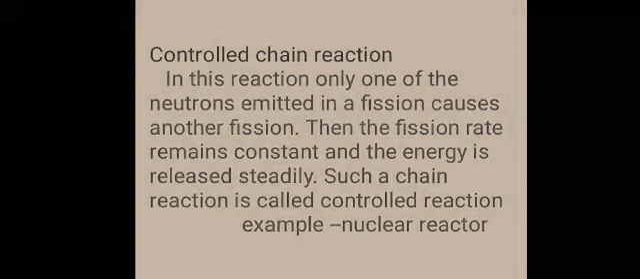That means, as I said, the fission reaction gives out 2 to 3 neutrons. If we are making only one neutron cause fission at a time, then what happens? We can control it one at a time, then again one more neutron the next time. So when we make the situation such that only one neutron causes another fission, then the fission rate remains constant, and the energy released will also be in a constant steady pattern. Such a reaction we call a controlled reaction. Example, nuclear reactor, which we use for generating energy.